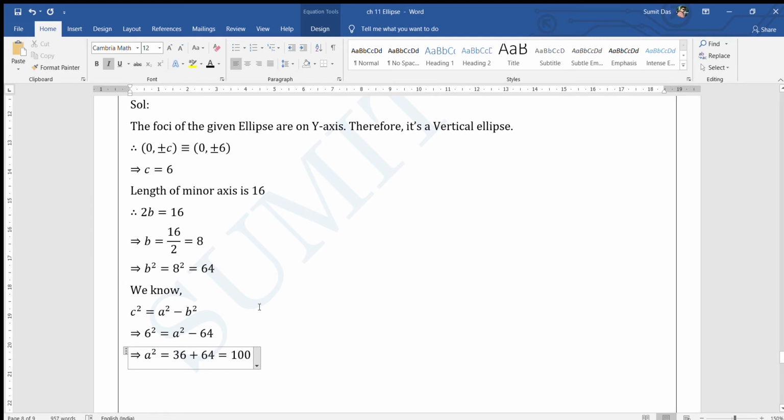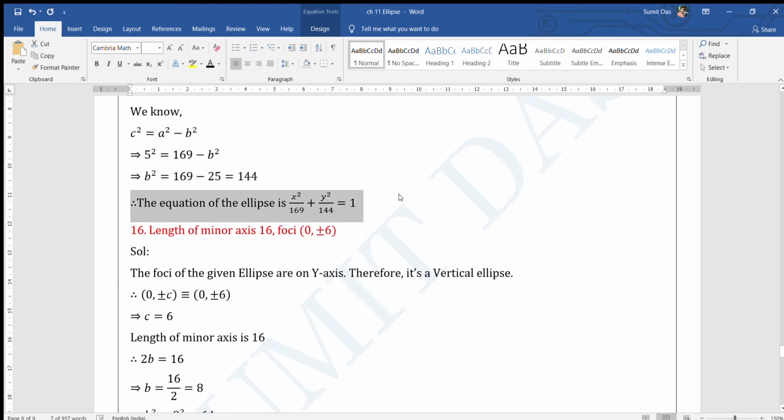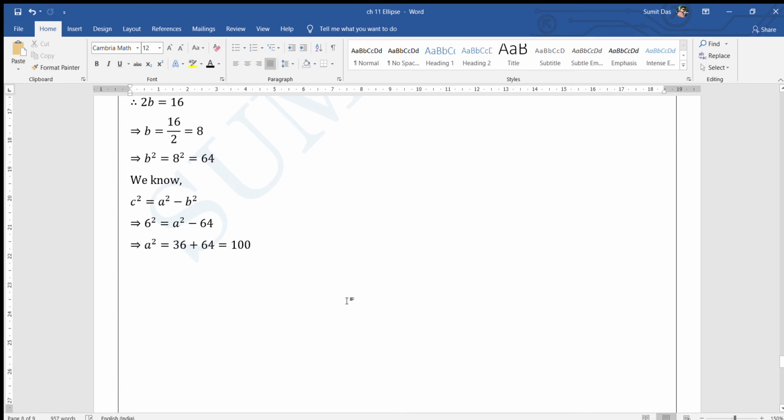Now, the equation of the ellipse. The equation of the ellipse will be x square by a square, that is 100, and y square by b square, that is 64. Is it correct or wrong? X square by a square, y square by b square. Is it correct or wrong? Okay. Anyone else? Why is it wrong? Can you tell me?